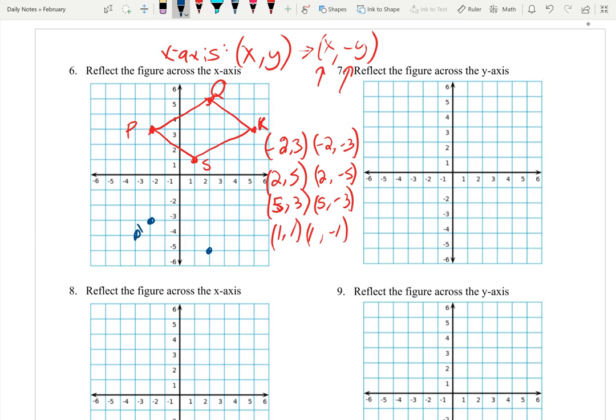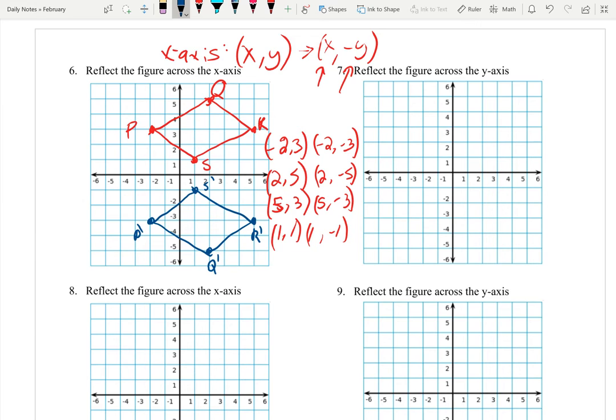So this was P prime. This would be Q prime. 5, -3 would be here. This would be R prime. And 1, -1 would be here. This would be S prime. And so this would be our reflection across the x-axis, of course.